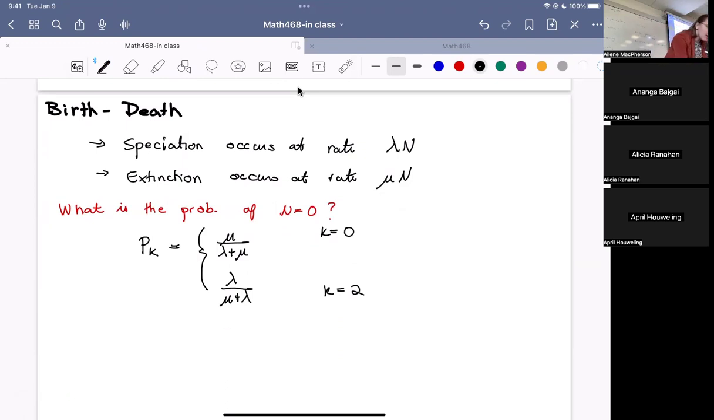So if G is my probability of extinction, I want to ask, what's the probability that a single individual goes extinct? This is going to be the left-hand side of my equation. What's my right-hand side of this equation? Do you remember? Think about what can happen to this individual and what it means about what has to happen next. What can happen to this individual?